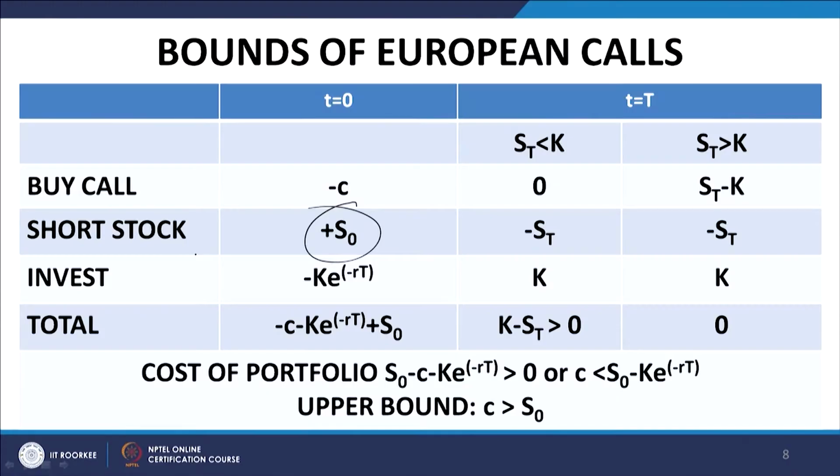We short 1 unit of the stock. If you short a stock, that means you borrow the stock and sell it in the market. If you sell it in the market today, the price that you get is a cash inflow, it is not an outflow. You have simply borrowed it and sold it, but you have to redeem it at a later date by buying it in the market and returning it to the owner from whom you have borrowed the stock.